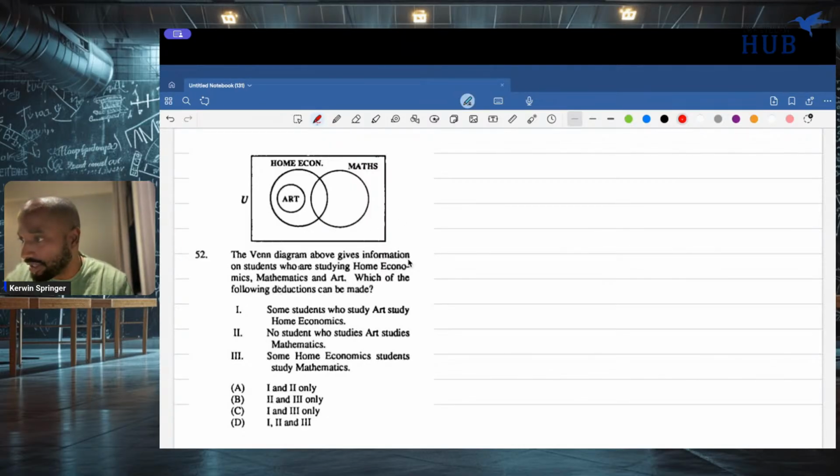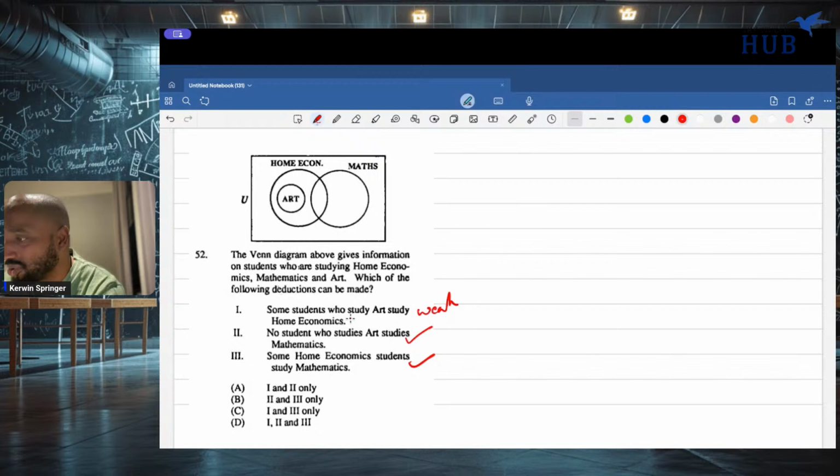The Venn diagram above gives information on subjects students are studying: home economics, math and art. How they show art and home economics, so which of the following deductions can be made? Some students who study art study home economics. It's more like the other way around. It's too weak. No student who studies art studies maths. This is correct. Some home economics students study maths. This is not correct. Oh yeah, this is correct. Some home econ students study maths. So 2 and 3. 2 and 3 is the best one.